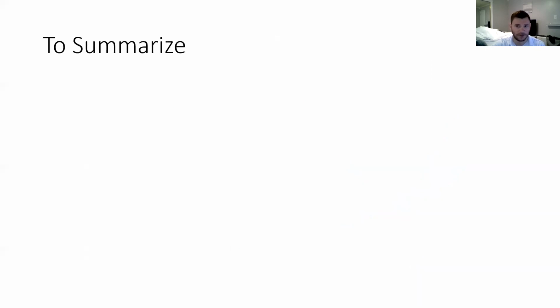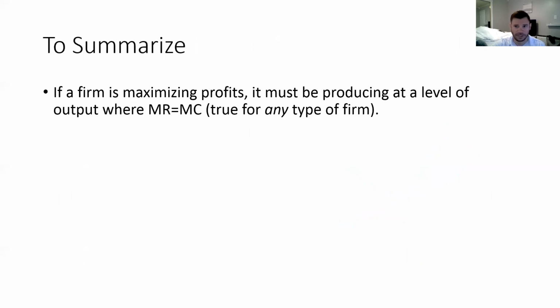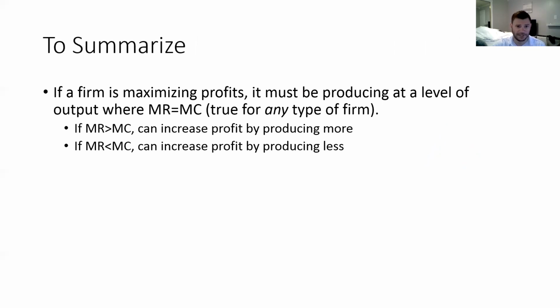So just to summarize here, if a firm is maximizing profits, it's got to be producing at a level of output where marginal revenue equals marginal cost. And this is true for any firm in any market structure. If MR was greater than MC, then we can make a marginal profit by increasing production, and we can increase profit. If MR is less than MC, then we can increase profit by cutting back on units where we made marginal losses, again pushing profit up.